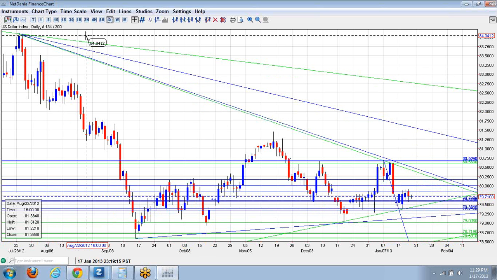So where are you more inclined to go, since in your viewpoint it's 50-50? More to the upside or more to the downside? I think it's a very tough call.